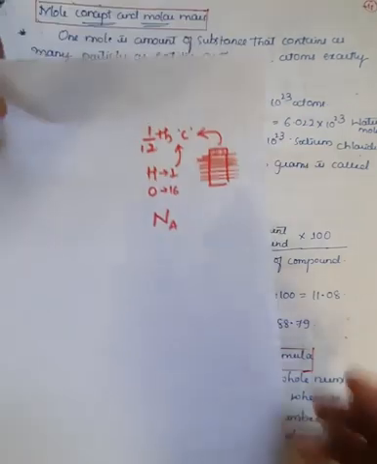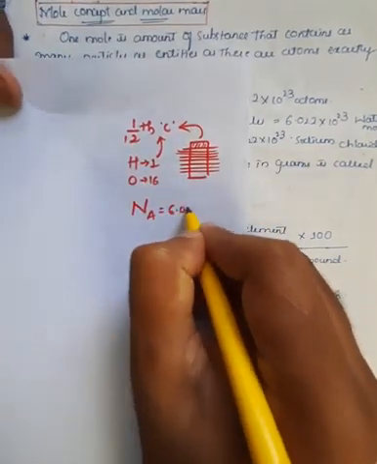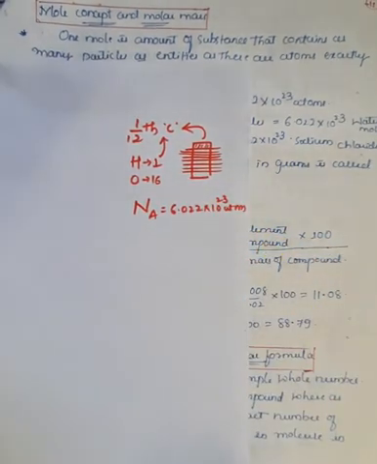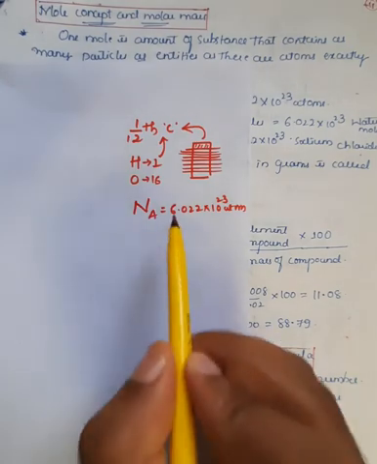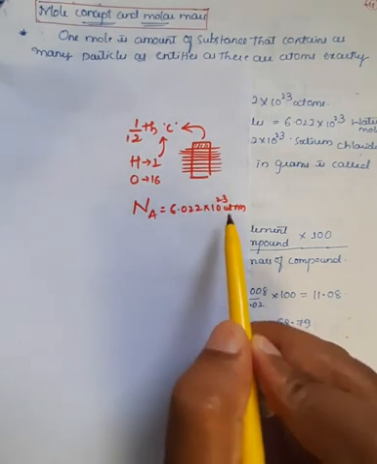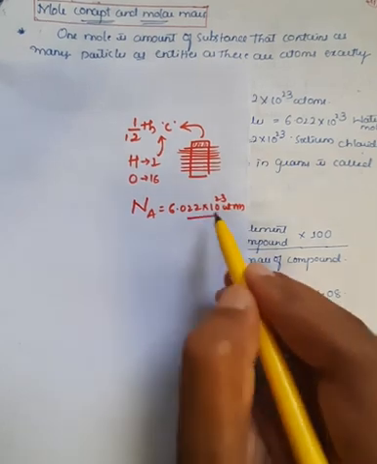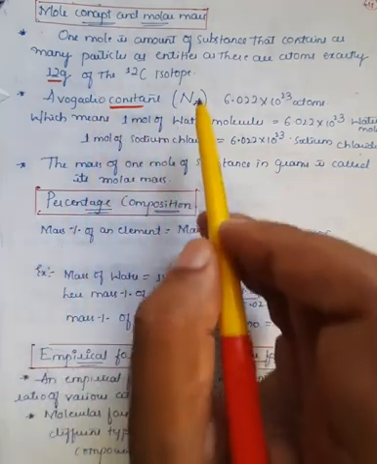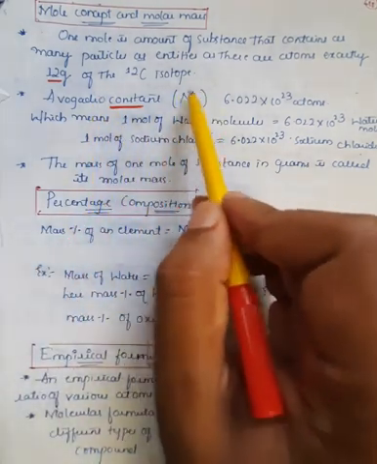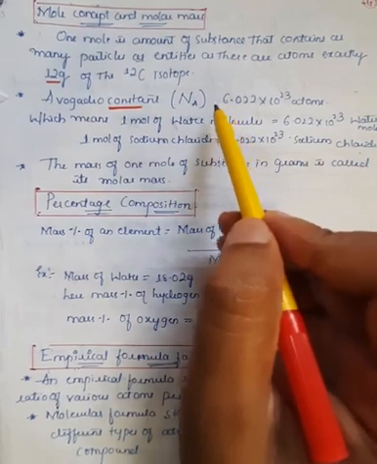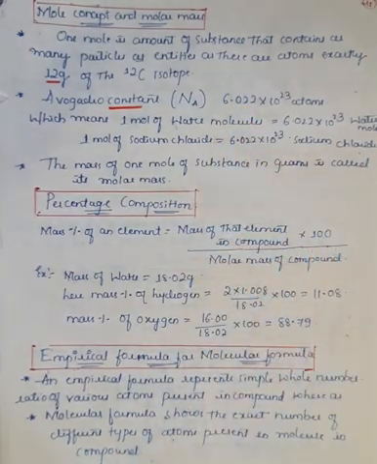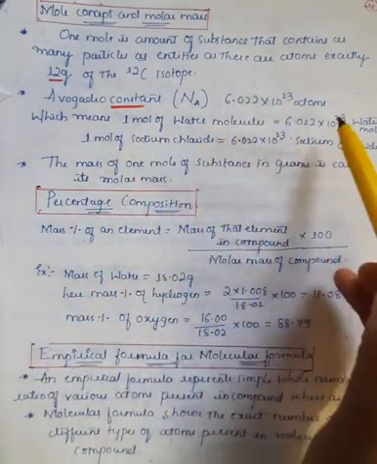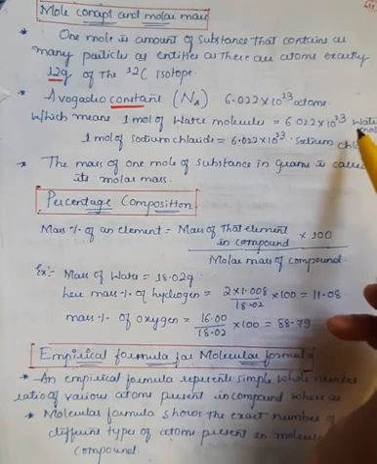The Avogadro value is equal to 6.022 into 10 raised to 23 atoms, which means any substance consists of 6.022 into 10 raised to 23 atoms in that molecule or that element or that substance, right? So that is generally called the Avogadro constant, represented as capital N subscript A. The overall value of the Avogadro constant is 6.022 into 10 raised to 23, which means 1 mole of water consists of 6.022 into 10 raised to 23 water molecules.